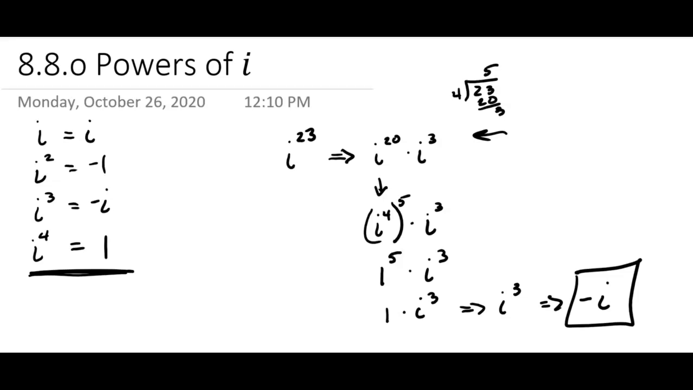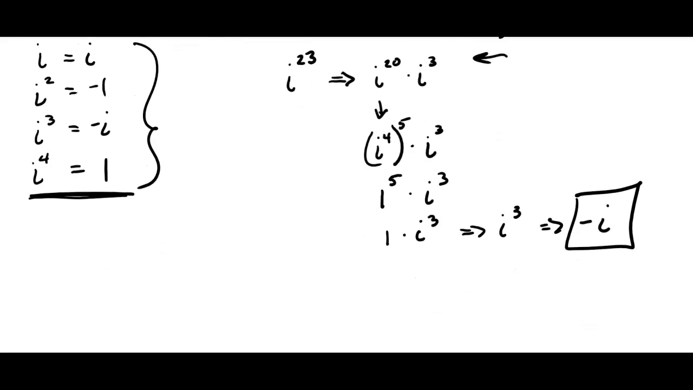So your choices are for your final answer. It's either going to be one of these 4 choices. It's either i, -1, -i, or 1. Those are the choices. Okay, and you just have to figure out which one. So I'll show you the long way and then I'll show you a little shortcut.